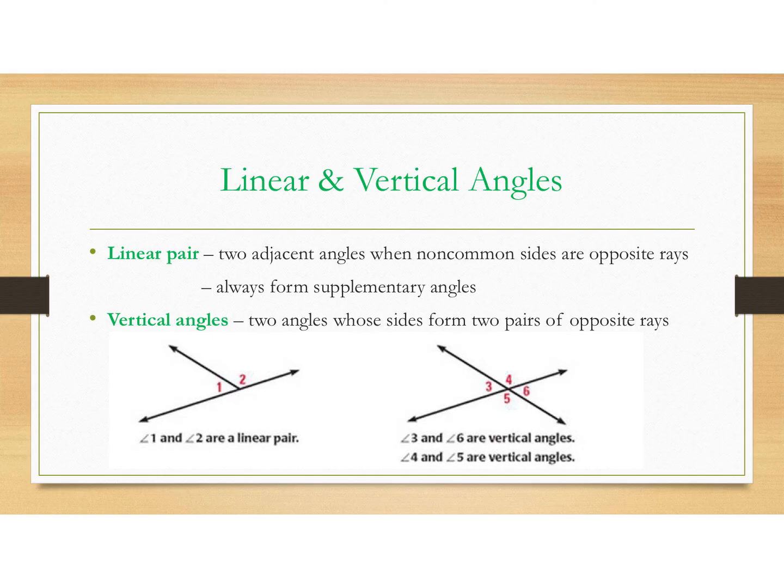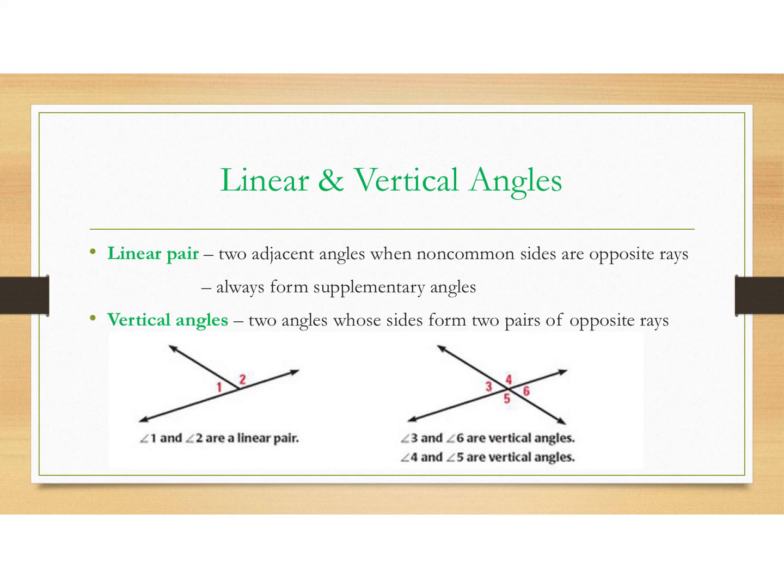More vocabulary, more special angle pairs. The first one is a linear pair. And when you have two adjacent angles, when non-common sides are opposite rays, they always form supplementary angles. So a linear pair, when you add the two angles, they're always going to add up to be 180. Vertical angles are two angles whose sides form two pairs of opposite rays. So you can form vertical angles by intersecting two lines.